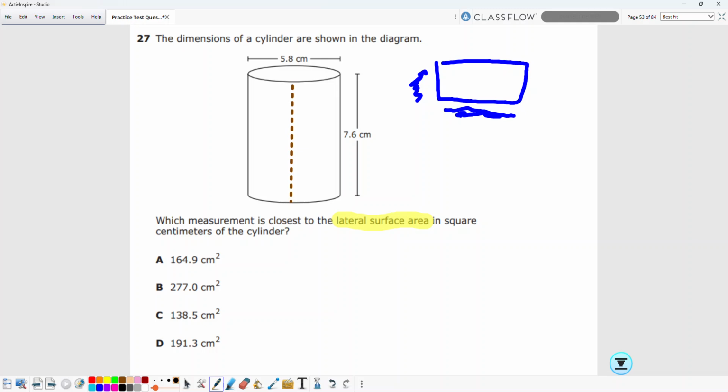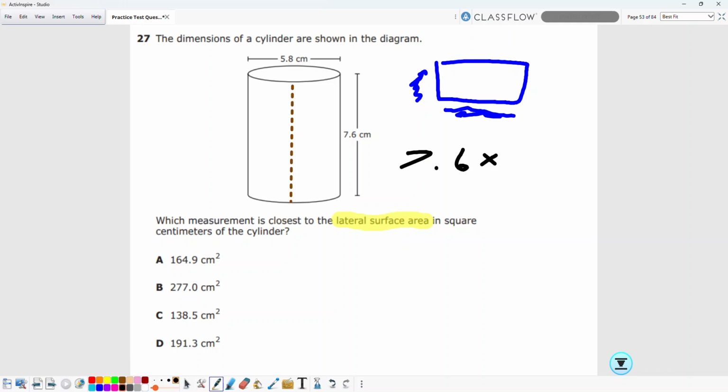So it's that measurement. And since it's basically a rectangle that's been rolled up, once we unroll it and let it lay flat, we could use the formula to find the area, in this case, the lateral area. So it's just simply 7.6 times the circumference.